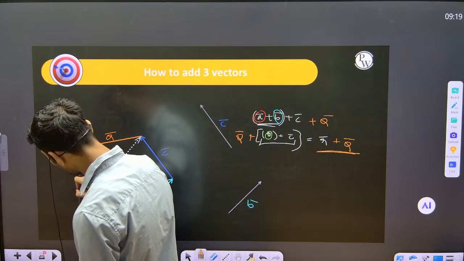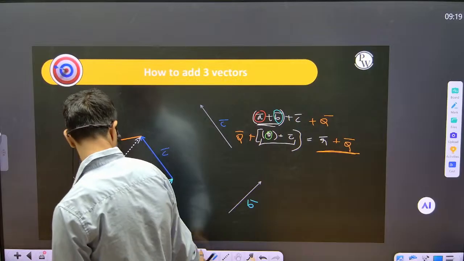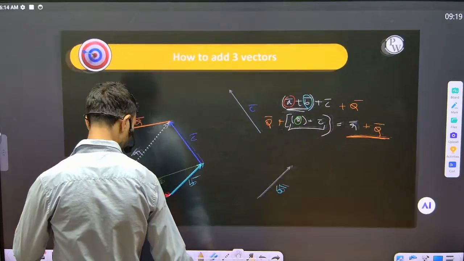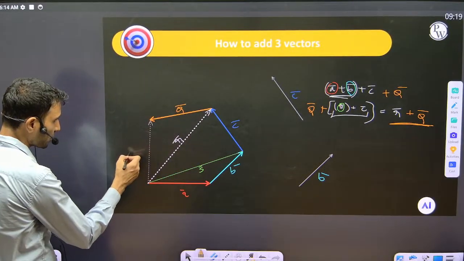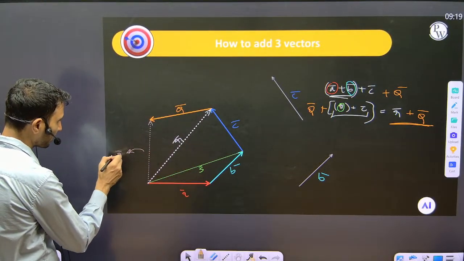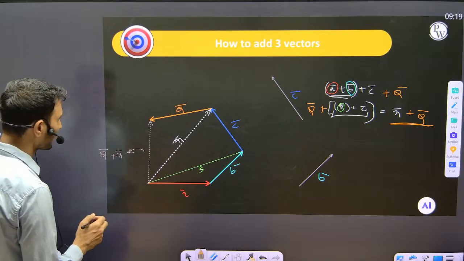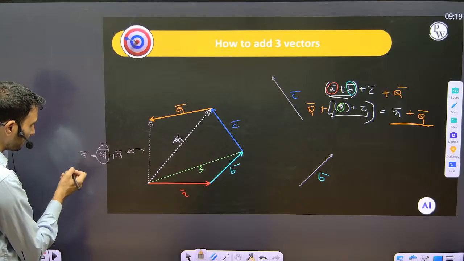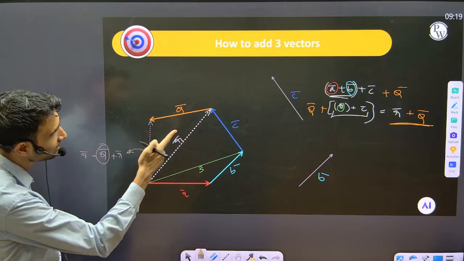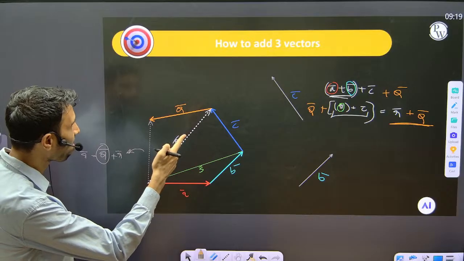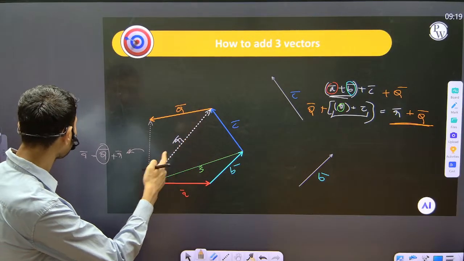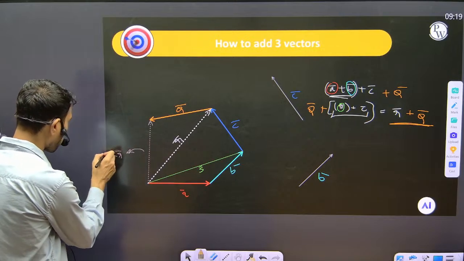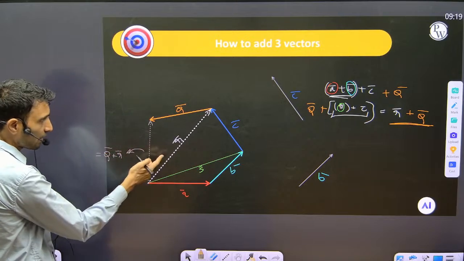And this will be r vector plus q vector. So let's write this down. What will it be exactly? So guys, this fellow will be r vector plus q vector, right? But if you see, what is r vector anyway? So the r plus q, this is r plus q.